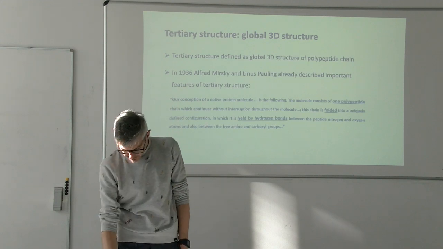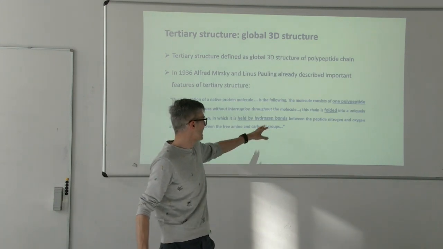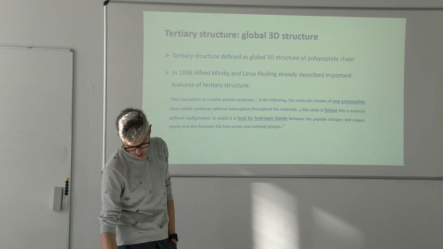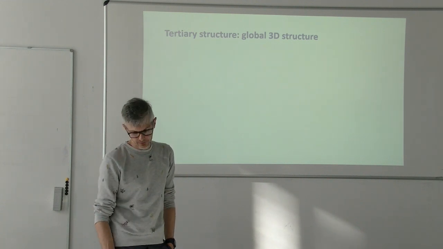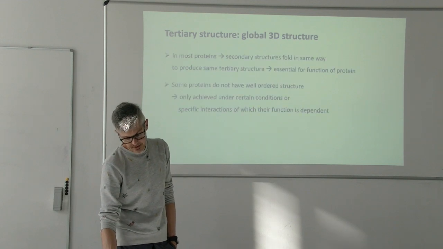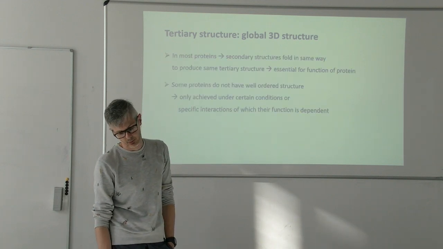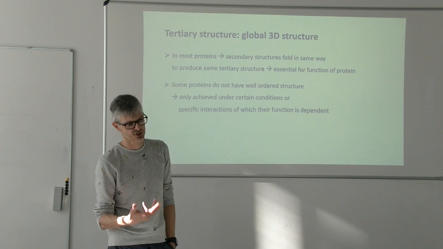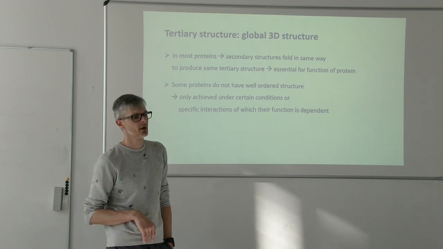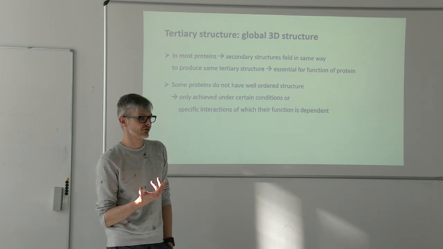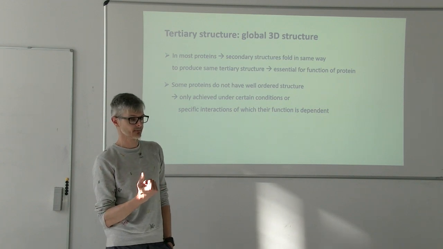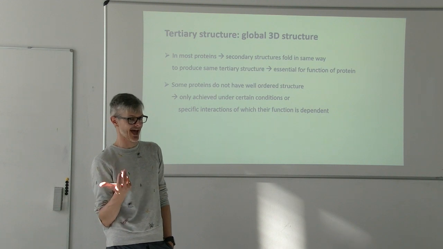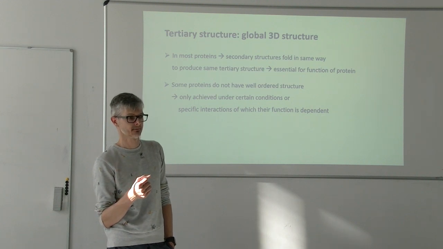And then actually the global 3D structure, you'll see you have similar bonds. For example, the hydrogen bonds are very important. But also on the tertiary level, the side chains of the amino acids play a more important role. For example, if they are charged, they could play a role. For example, hydrophobic: where would you think the hydrophobic residues would be? On the inside of the protein or on the outside of the protein?